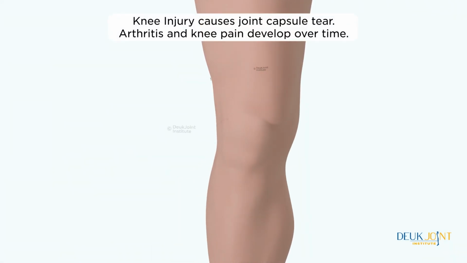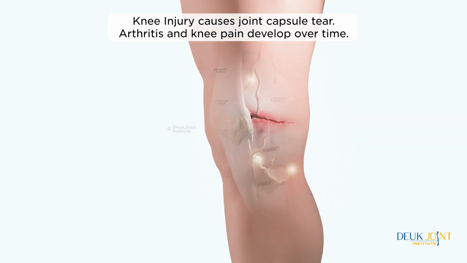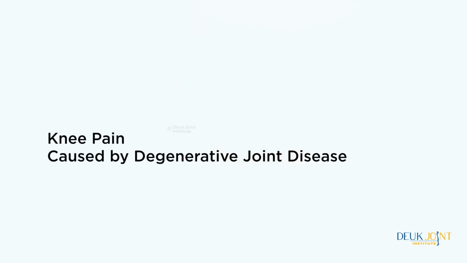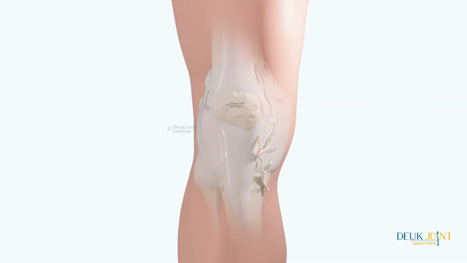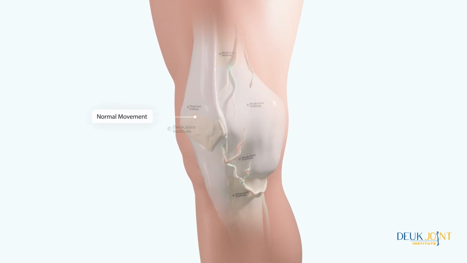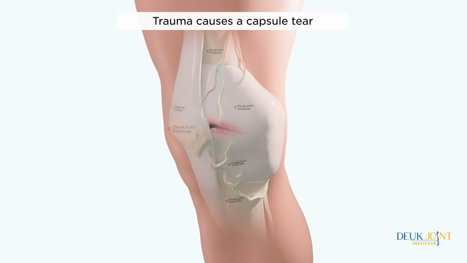Knee injury causes joint capsule tear. Arthritis and knee pain develop over time. Knee pain caused by degenerative joint disease. Normal movement. Trauma causes a capsule tear, inflammation causes knee pain, then pain signals travel along the genicular nerves.